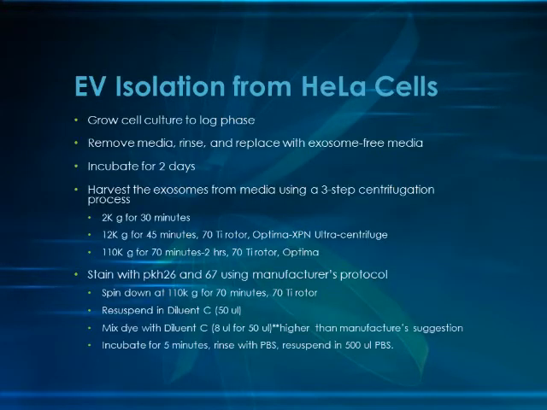To isolate extracellular vesicles from HeLa cells, first we grow the cell culture into log phase. Then we remove the media, we rinse it, and we replace it with exosome-free media. We incubate for 2 days, and then we harvest the exosomes from the media using a 3-step centrifugation process. Then we stain with PKH 26 and 67 using the manufacturer's protocol.